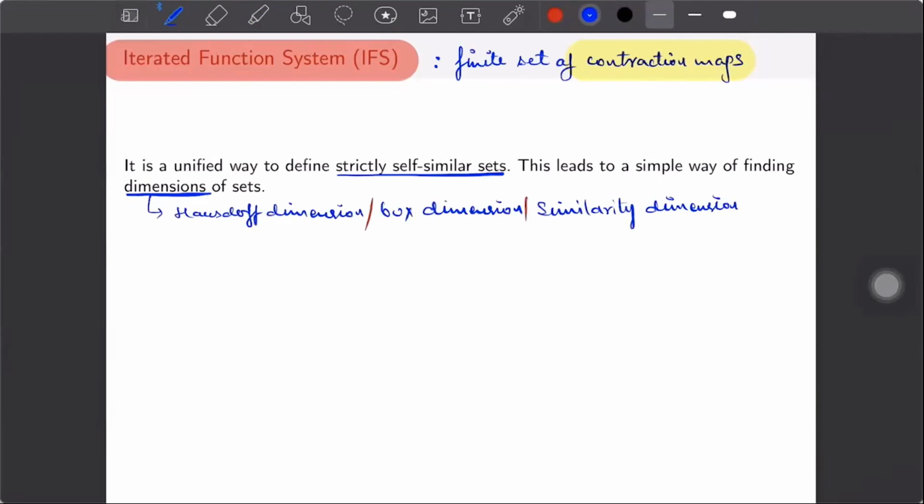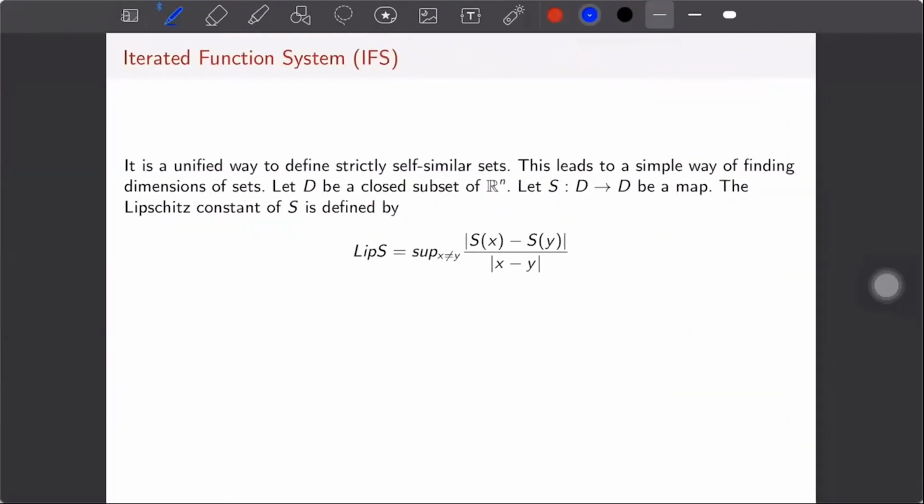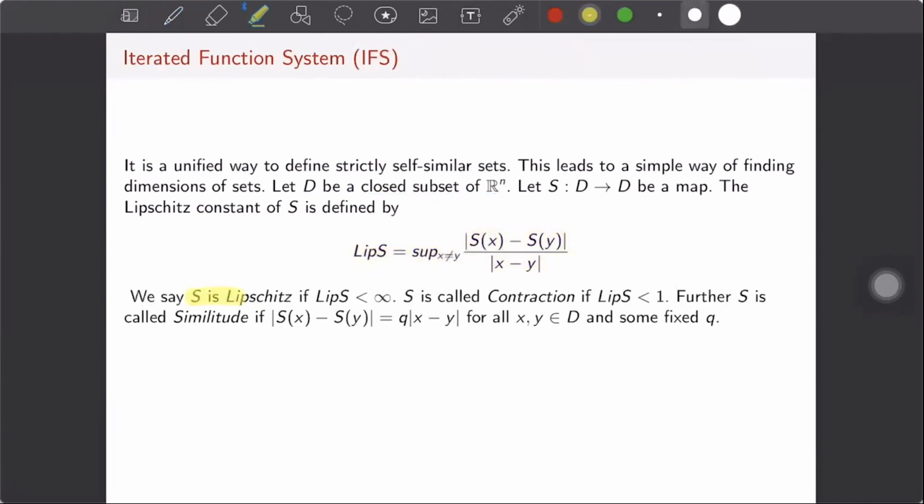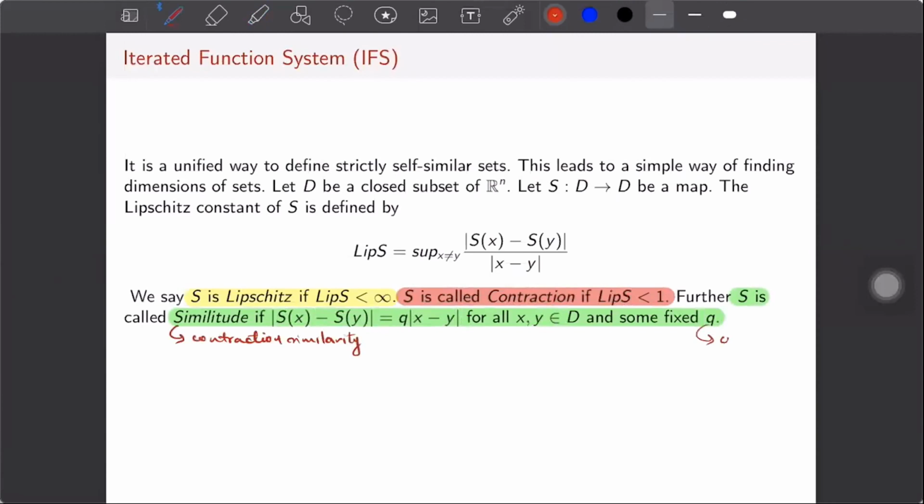Now let us see how the contraction maps are defined. Let D be a closed subset of our Euclidean space R^n, and by default we will consider that R^n is a complete metric space. And consider a map S which sends D into itself. Then the Lipschitz constant of S is defined by this ratio. We say that the map S is Lipschitz if this ratio is bounded, or less than infinity. And this map is a contraction if the Lipschitz constant is less than 1. Further, it is a similarity if this equality holds for all points in the domain D and some fixed Q. Here, Q is also famously termed the contraction ratio of the similarity or the similitude.